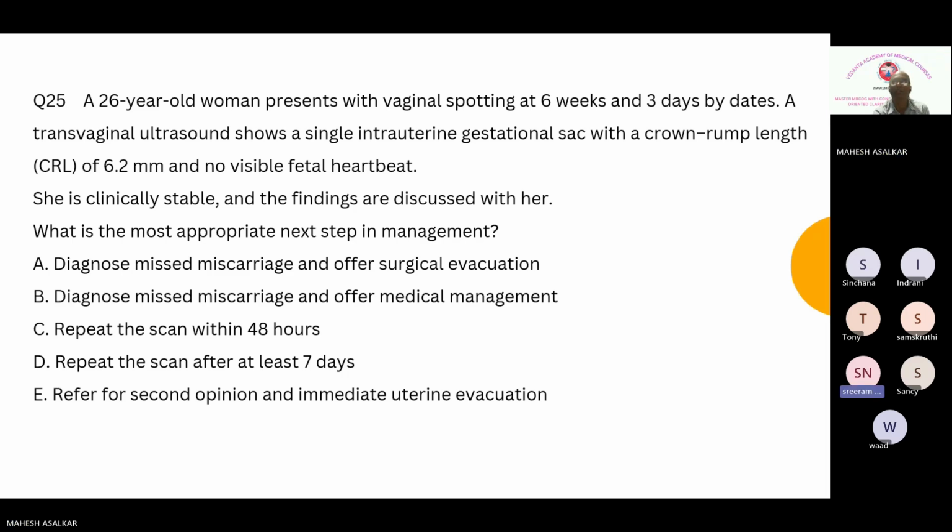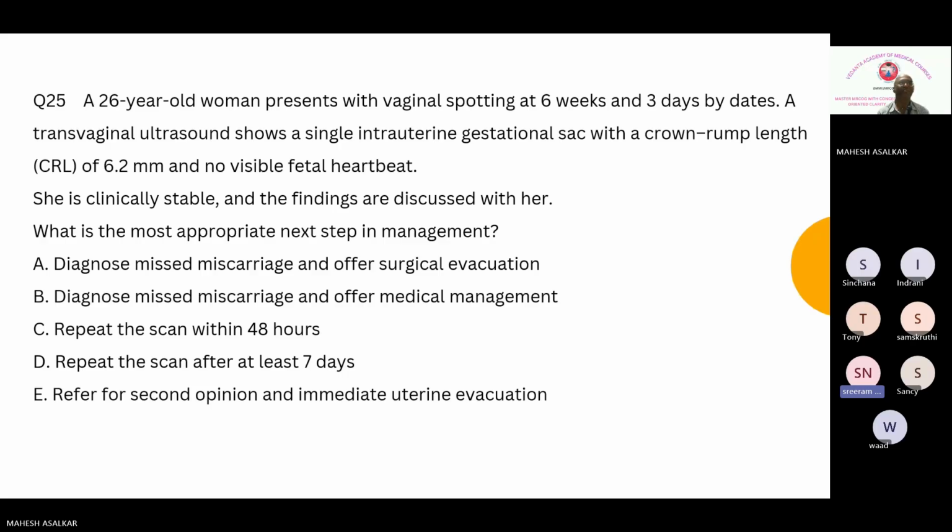A 26-year-old woman presents with vaginal spotting at 6 weeks, 3 days by dates. A transvaginal ultrasound shows a single intrauterine gestational sac with CRL of 6.2 mm, no visible heartbeat. She is clinically stable and findings are discussed with her. What is the most appropriate next step in management? Diagnose miscarriage and offer surgical evacuation. Diagnose miscarriage and offer medical management and repeat scan within 48 hours. Repeat scan after at least 7 days. Refer her for second opinion and immediate uterine evacuation.